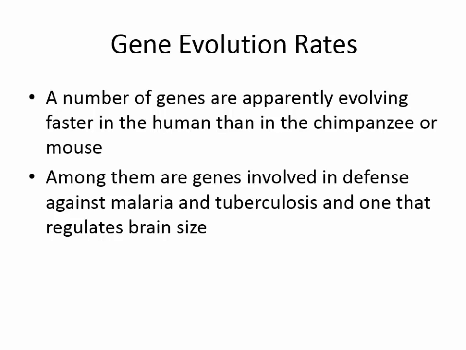So, the rates of gene evolution: a number of genes are apparently evolving faster in the human than in the chimpanzee or mouse. Among them are genes involved in defense against malaria, no surprise there, and tuberculosis, no surprise there, and one that regulates brain size, no surprise there.